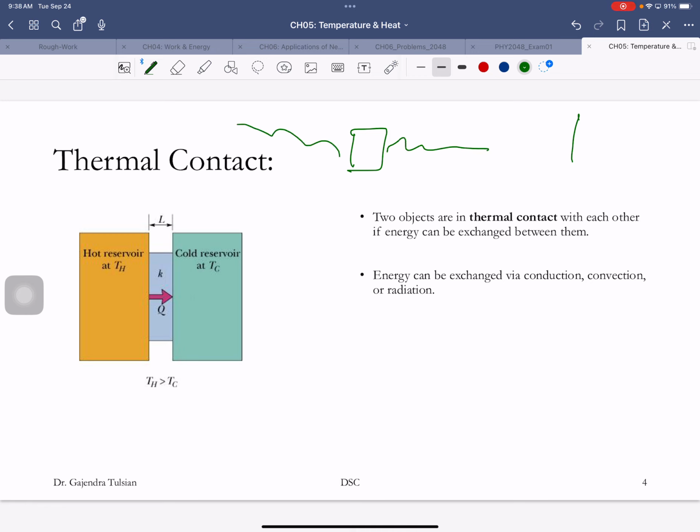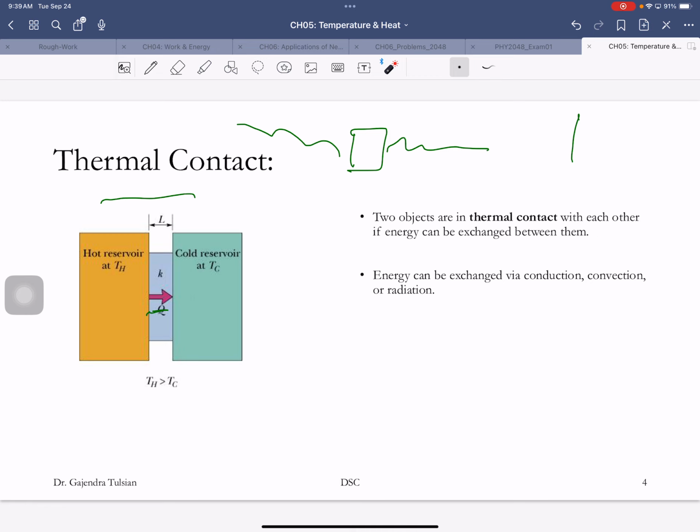Okay? It's in thermal contact with everything. You are in thermal contact with everything in this room. It's just that this contact is stronger than the contact with air and the contact with the walls. So thermal contact just means as long as you can exchange heat energy with any object, you're in thermal contact with that object. The strength of the contact might be different.